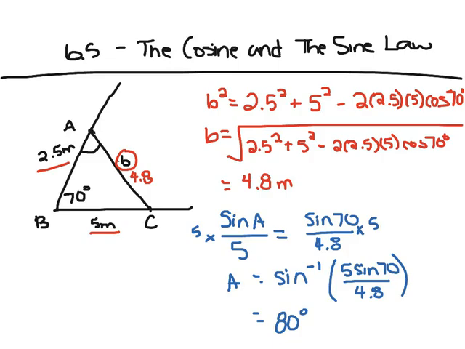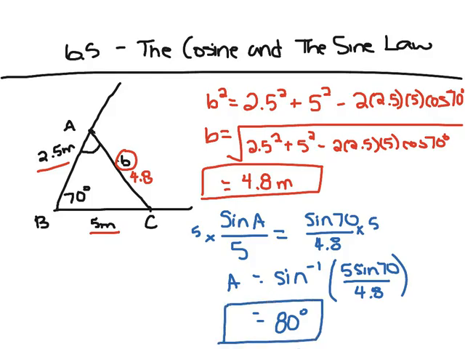So the length of our support is 4.8 meters, and the degree between the wall and the support is 80 degrees. So it's best when you have a word problem like this to try to draw the picture first so that you have an idea of what you're looking for.